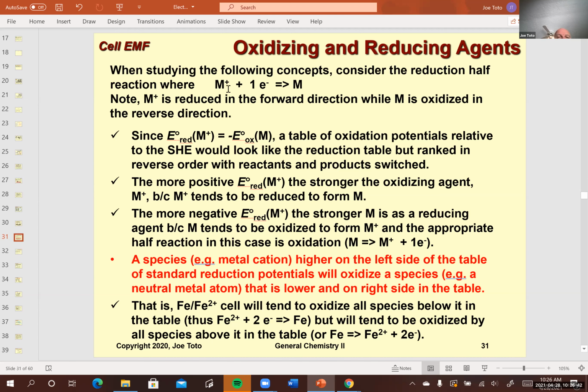Okay, this talks about some of the stuff we were talking about in the chart, higher up and lower down, and what it means to be an oxidizing agent and a reducing agent. So you should read through this and understand it and go back in the chart and see if you can see what they're talking about here in this plate. I'm not going to read it to you. I don't think that would help.